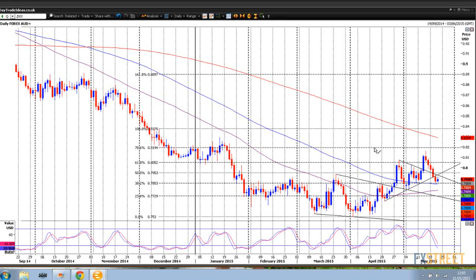Okay, so Aussie dollar, in line with the recent dollar strength. We've had 1, 2, 3, 4, 5 days of this market having a big old pullback, a big plunge.